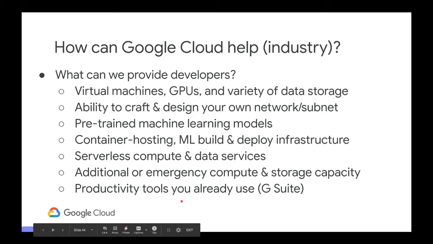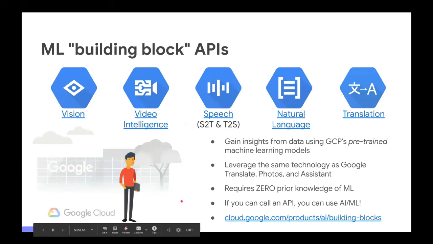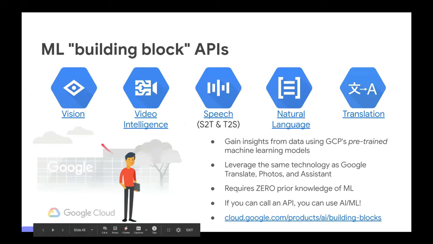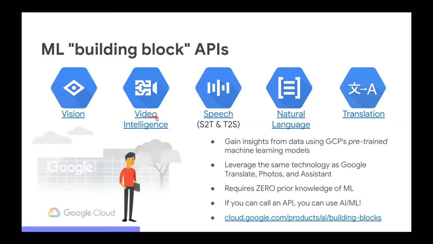Okay, so we're going to take a look at the building block APIs. There are six of them, and here's a high-level overview of what they are. We have the Vision API and the Video Intelligence API. We have a pair of speech APIs, speech to text and text to speech. I'll go over each of these in a little more detail. We have natural language, and then we have the API for Google Translate.